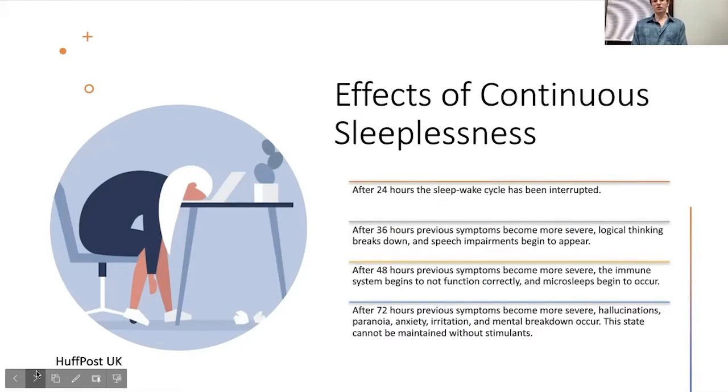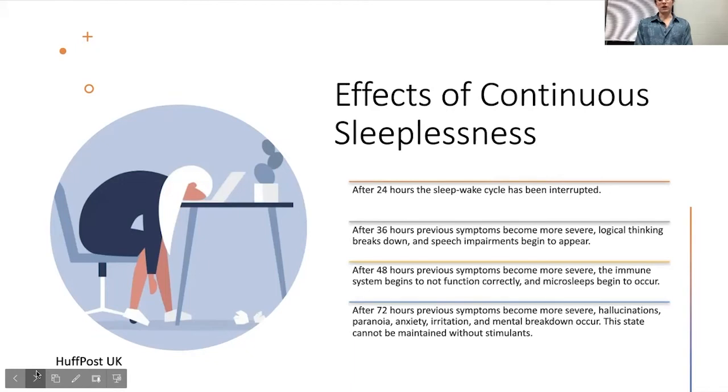The effects of continuous sleeplessness. So if you stay awake for 24 hours, your sleep-wake cycle is interrupted. And this means that you're going to be more irritable, more moody, and your appetite will be off. After about 36 hours, the previous symptoms become more severe, and your ability to think logically will begin to break down, and speech impairments will begin to occur.